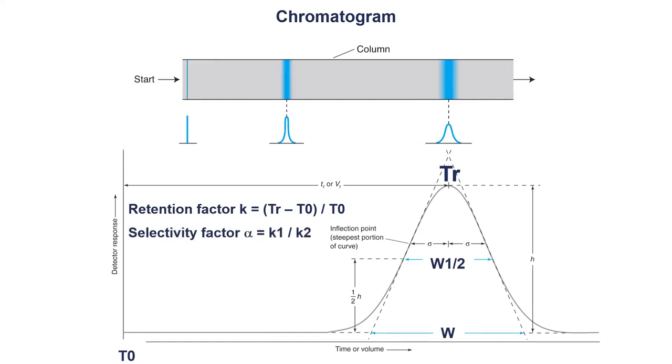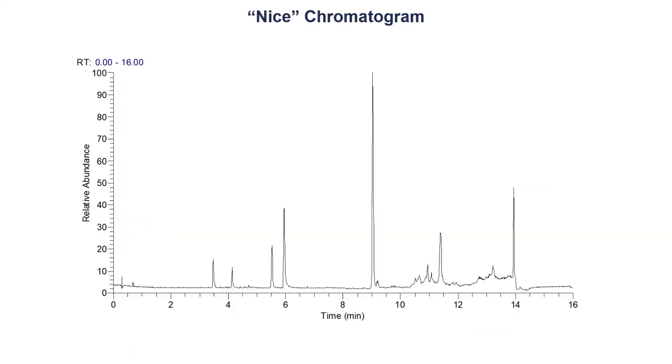Then we have the selectivity factor, where you actually compare two of these retention factors. And then of course we have the resolution that we can use. Here we just need to be aware that there are different formulas that we can use, so we can use the half weight of the height and so on. And then we can get an idea about the resolution, if we can separate two peaks that are close to each other, for example. And this is just, again, an example of how a nice chromatogram can look.